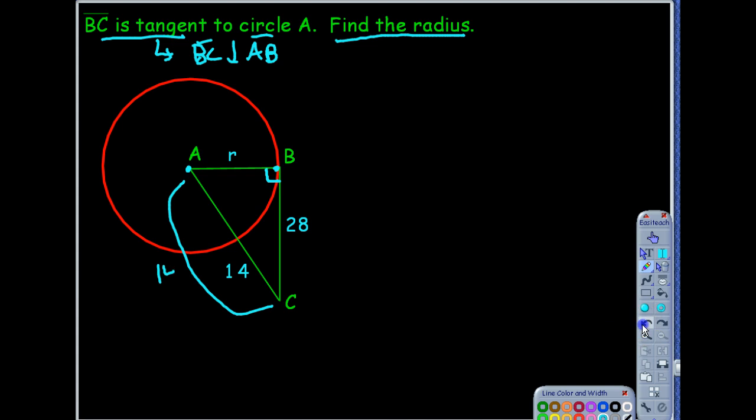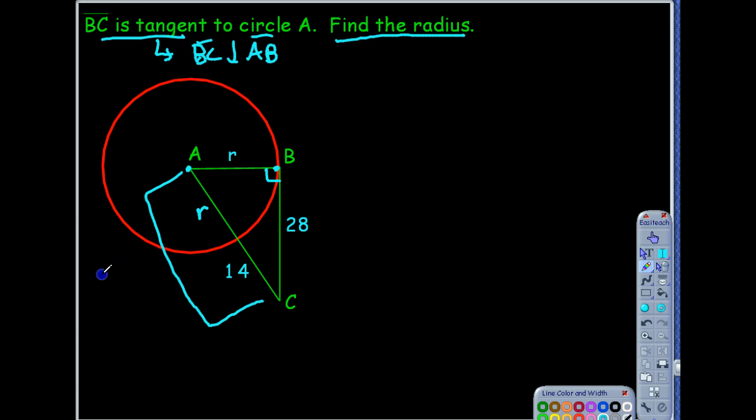So I want you to keep that in mind. The 14 is the segment that's outside of here. Now, what's this segment right here? That would be another radius. So what do we know about all radii in a circle? They're all congruent. So this would also be another R. So that whole segment is really R plus 14.